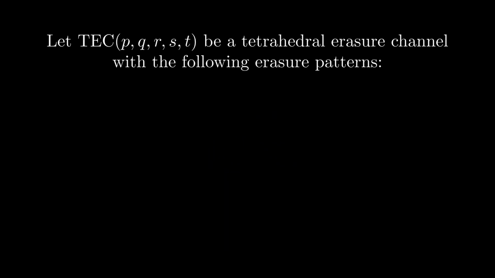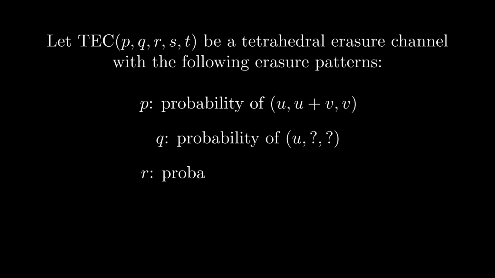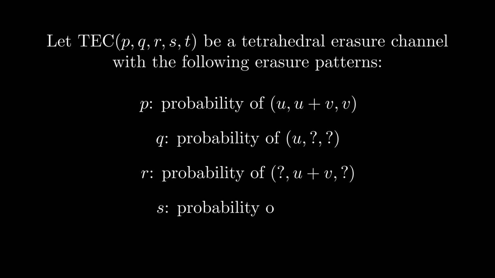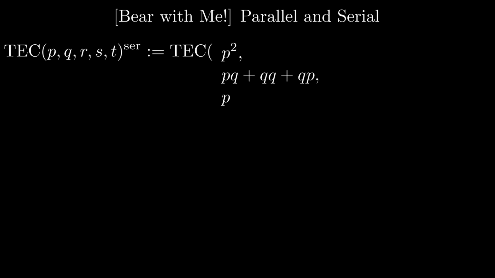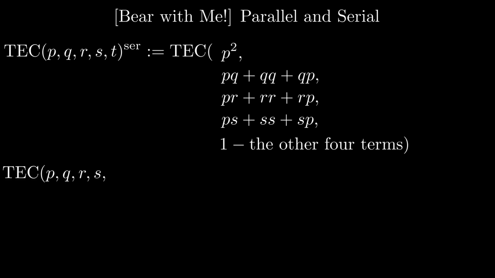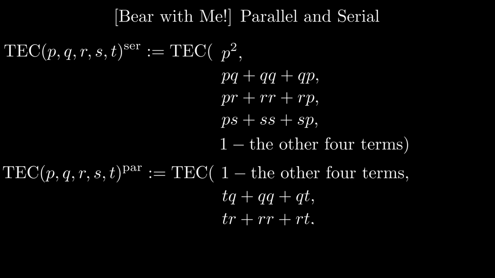We let TEC PQRST be a tetrahedral erasure channel where each lower letter corresponds to the probability of an erasure pattern. Next, we want to generalize serial concatenation and parallel combination to tetrahedral erasure channel. What you see here is the naive approach. We then make a little tweak to incorporate finite field arithmetic. You can barely see any changes, but that is what it takes to improve Polar code.